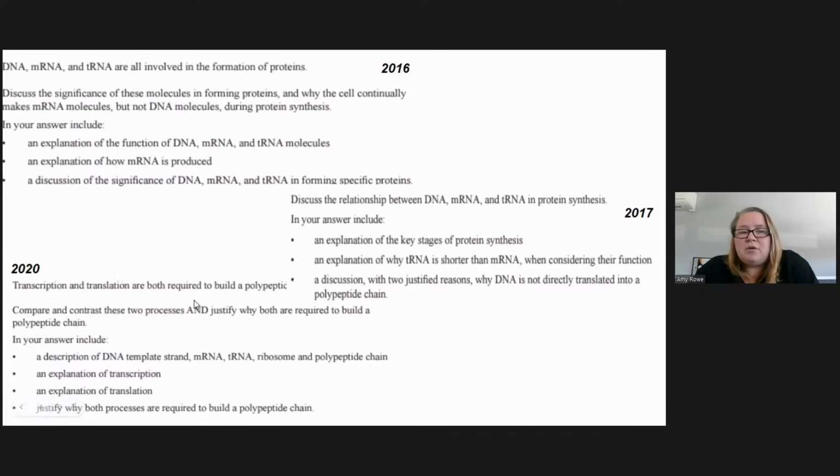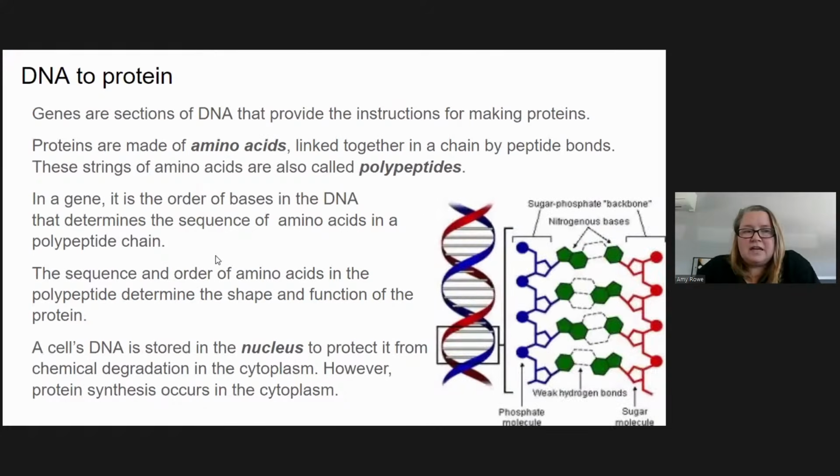But our first bullet point is a description of template strand DNA, mRNA, tRNA, the ribosome, and the polypeptide chain. So when we're talking about protein synthesis, you'll most likely get a question like this, which is basically stepping through the details of the process of protein synthesis through transcription and translation, and being able to relate the functions of DNA to the mRNA to the tRNA as well. And that's what we're going to do on the next slide.